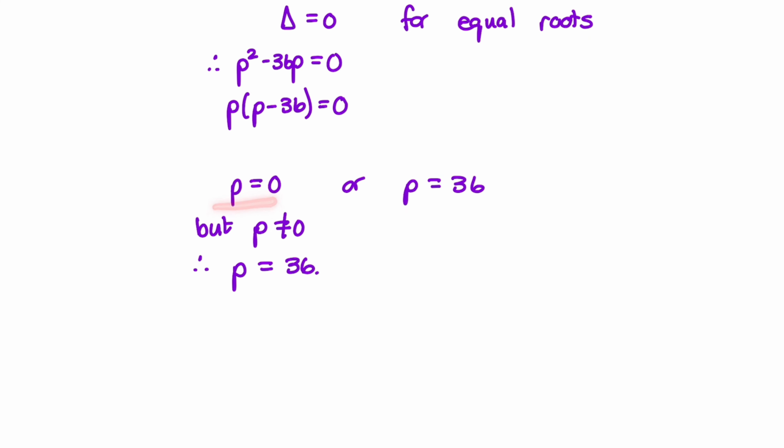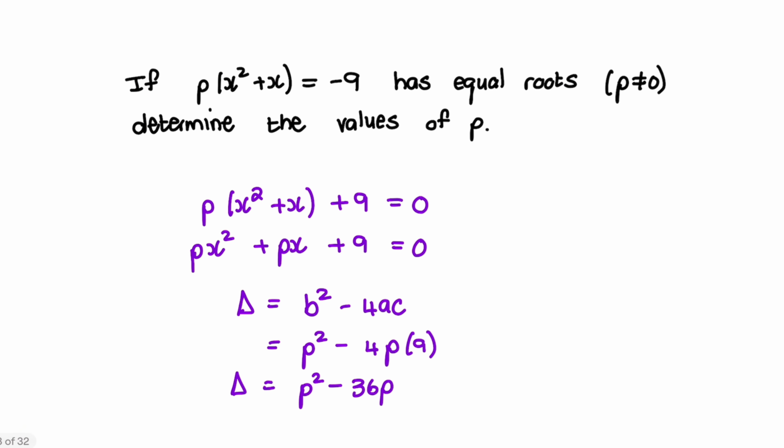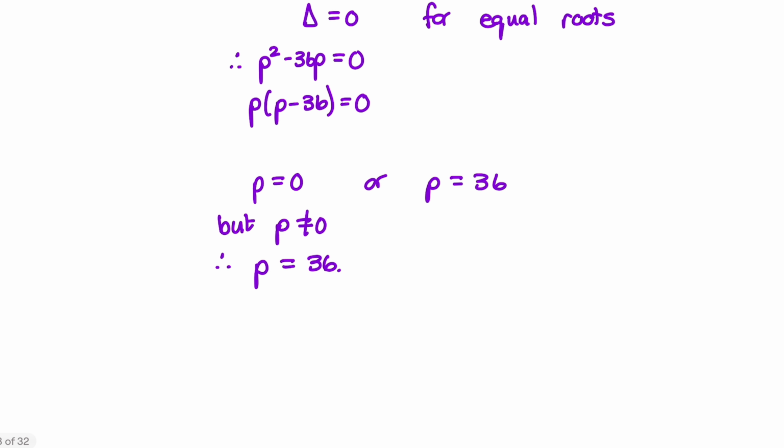So now we have two values for p. But the question said, determine the values of p where p cannot be equal to 0. So we will reject p equals 0, and we say therefore p must be equal to 36.